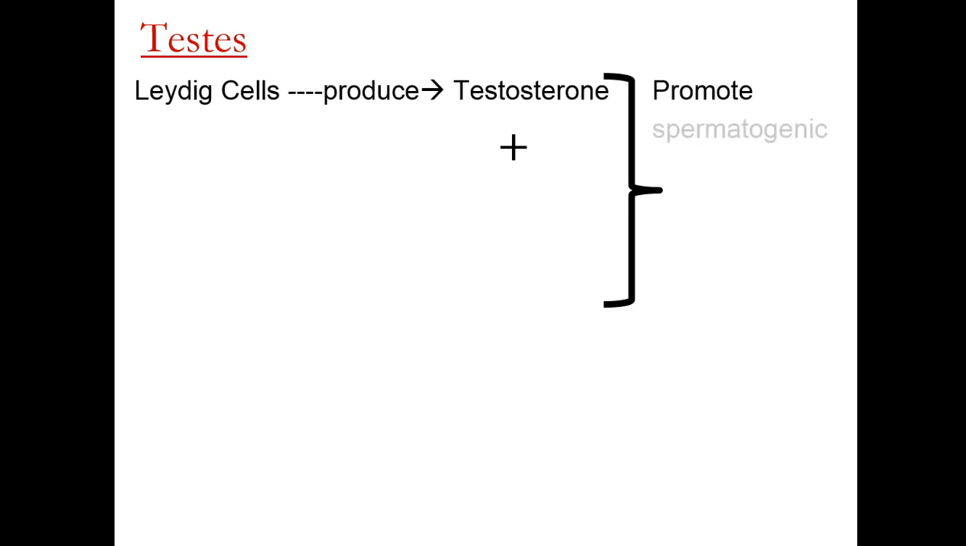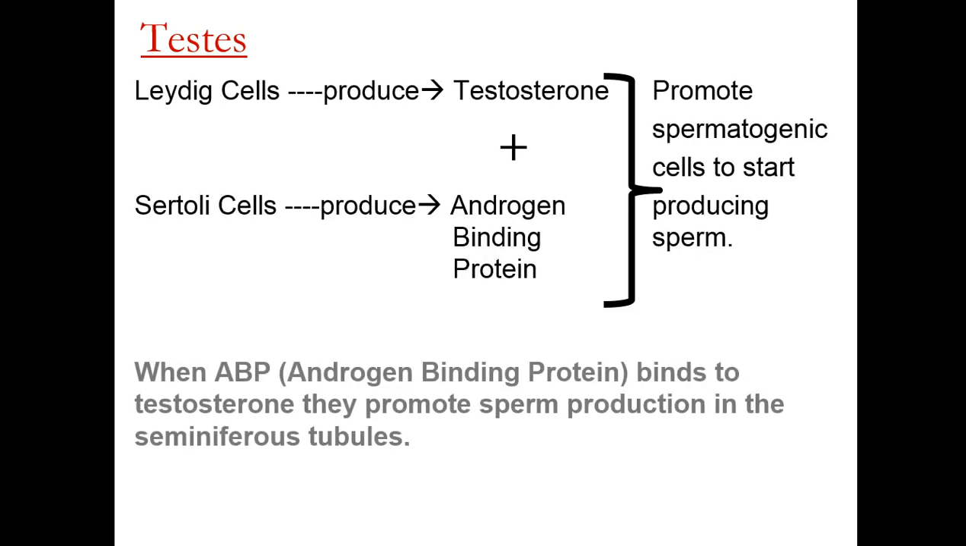All right, so with our Leydig cells, they are producing testosterone. Our Sertoli cells are producing androgen-binding hormone. When testosterone and androgen-binding hormone combine, they are going to start promoting our spermatogenic cells, or spermatogonia, or sperm stem cells, to actually start producing sperm.